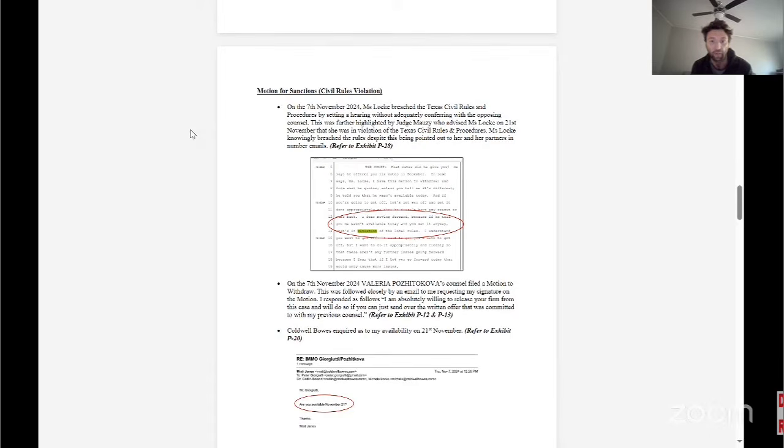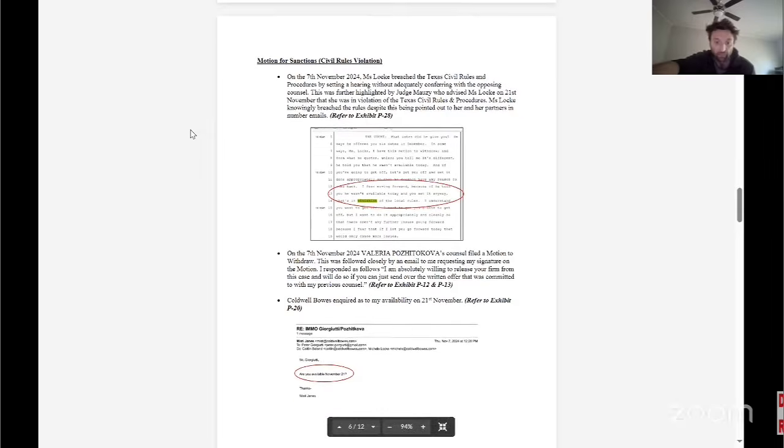This was further highlighted by Judge Mousy, who advised Ms. Locke on the 21st of November that she was in violation of those rules and procedures. I have provided a copy of the transcript. I have highlighted just one of the sections where that is relevant, but it does come up a couple of times. This is the part where it is identified as a violation.